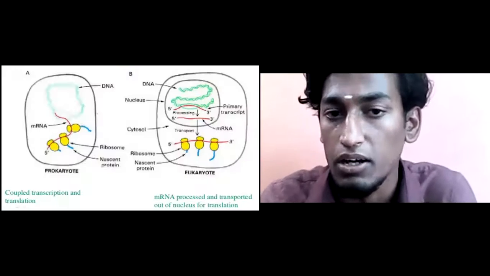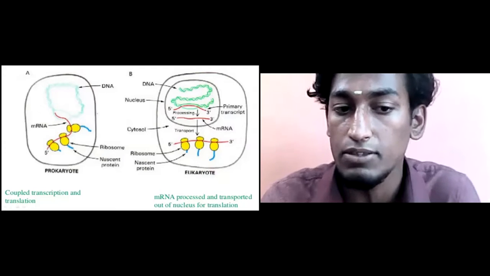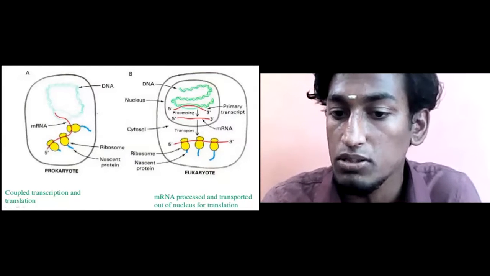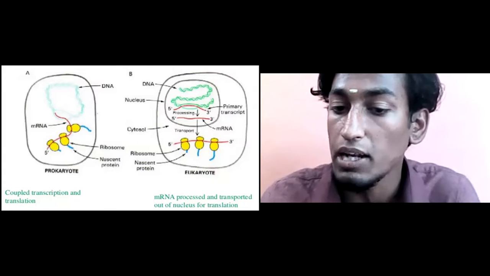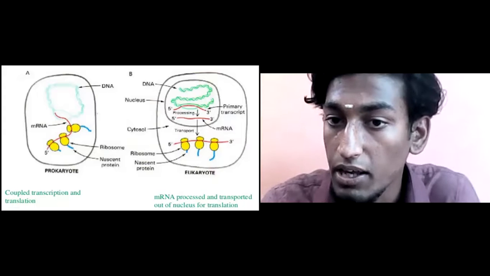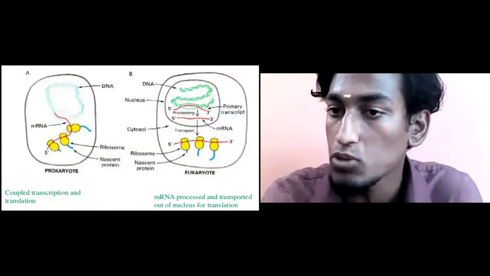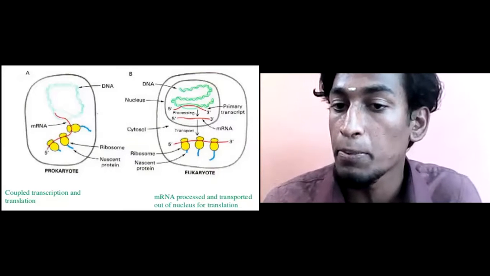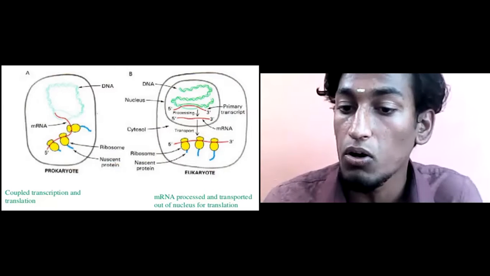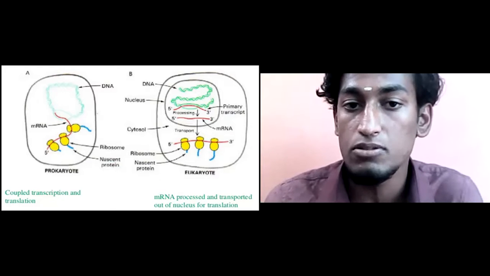This is a schematic representation of the difference between a prokaryotic and a eukaryotic cell, where we see that in prokaryotes transcription and translation are coupled to each other, whereas in eukaryotes there is mRNA processing and transport out of the nucleus. Here the DNA is unwound and transcribed, and the transcript comes out of the nucleus into the cytoplasm for translation, the protein synthesis, to occur. This is the primary difference. Let me move on.